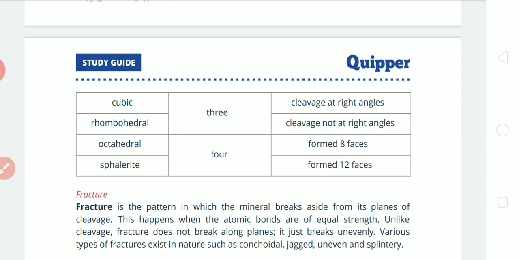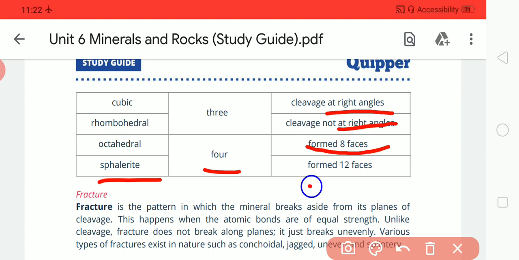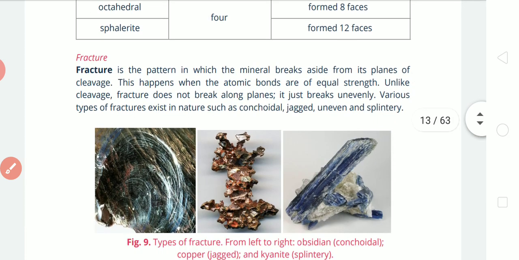Next one is cubic. So, it has three planes of cleavage. And then, the cleavage is located on its right angle. So, the rhombohedral, it is three cleavage also. And then, it doesn't have a right angle. So, for the octahedral, it has four cleavage planes, then it forms eight faces. The sphalerite has actually four cleavage, then it forms 12 faces. Okay. Now, next one is the fracture.